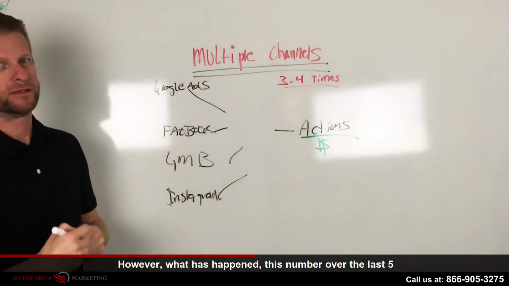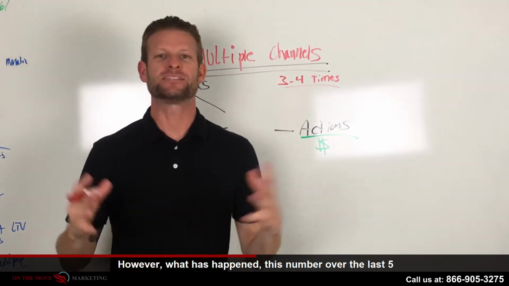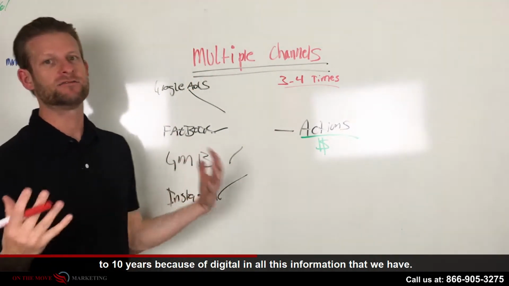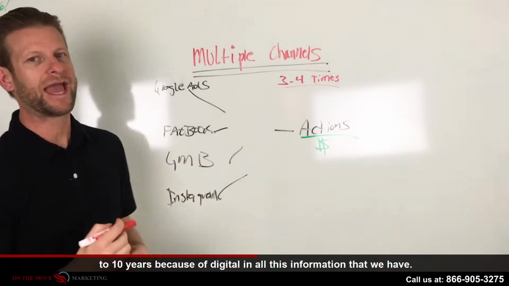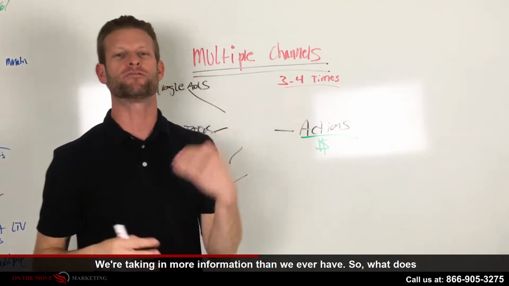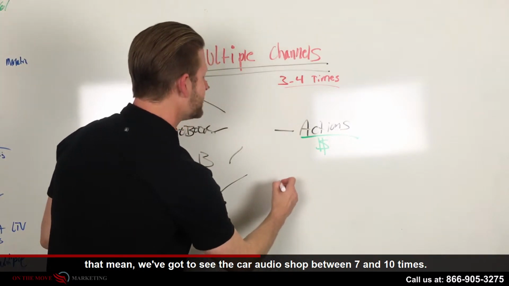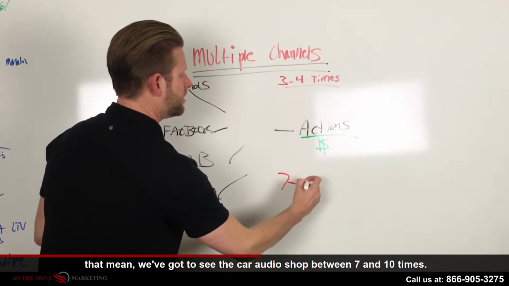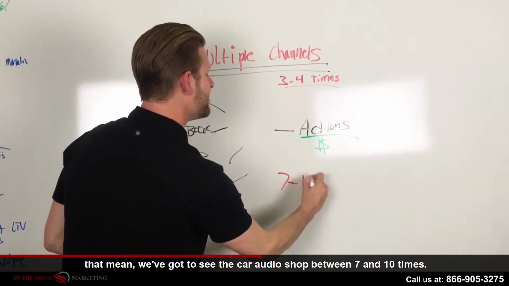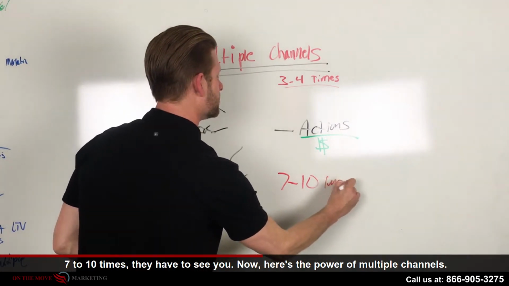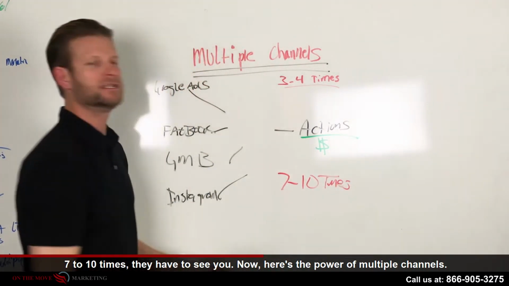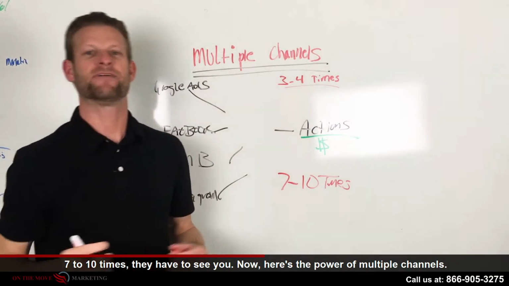However, what has happened? This number, over the last 5 to 10 years, because of digital and all this information that we have, we're taking in more information than we ever have. So what does that mean? We've got to see the car audio shop between 7 and 10 times. 7 to 10 times they have to see you.